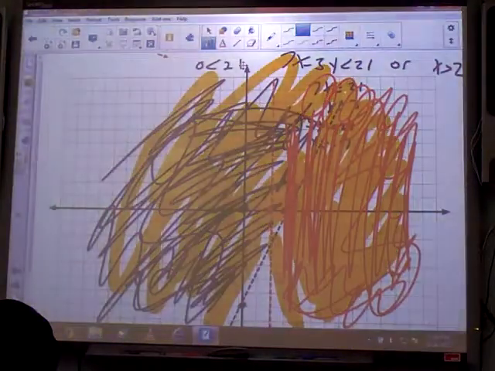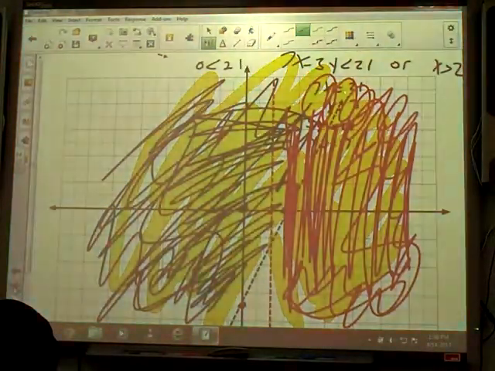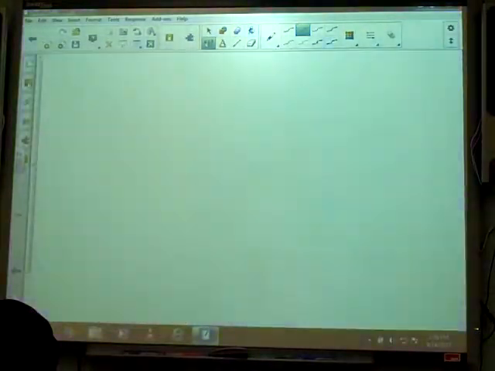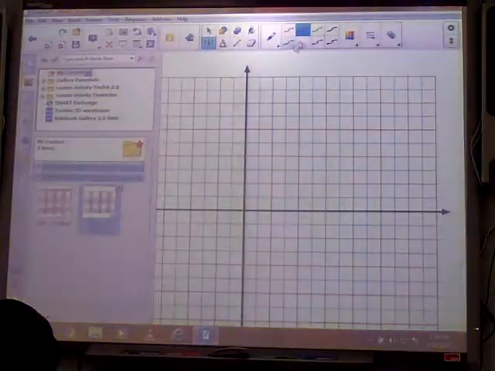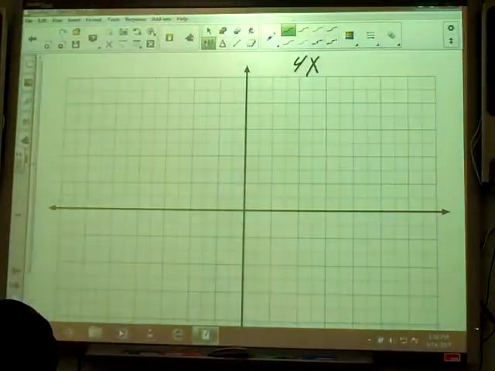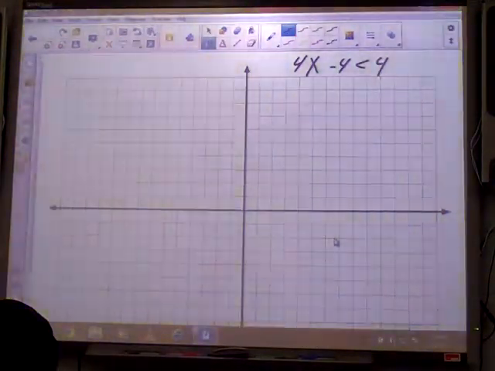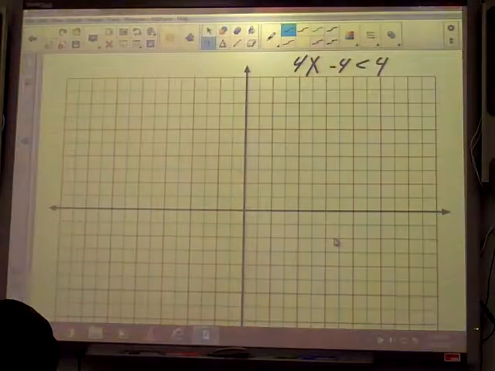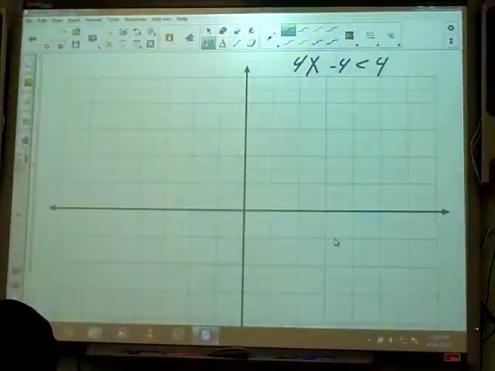Alright, you have to try to graph one by yourself now. I'm just going to give you a single. Everybody done with that? Okay, I want you to try to graph 4x minus y is less than 4. Graph and shade on that one, and we'll check that. Then we've got one other thing left to do.